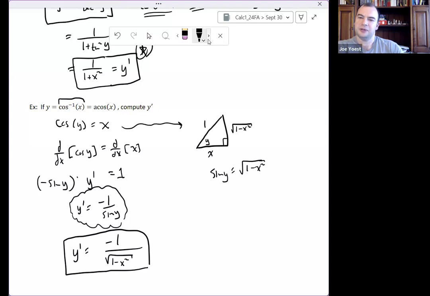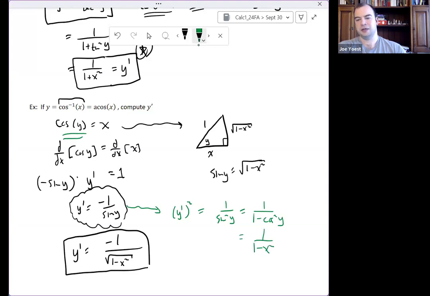The other way I could do it, if I wanted to stay more in the algebraic world, I could look at y prime squared as 1 over sine squared y, which is 1 over 1 minus cos squared y, 1 over 1 minus x squared. But now I have an issue where y prime is plus or minus 1 over root 1 minus x squared.